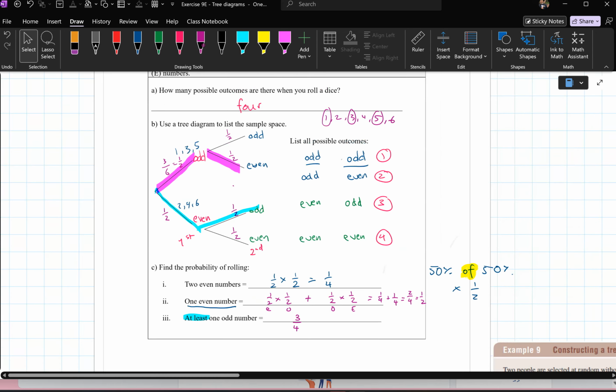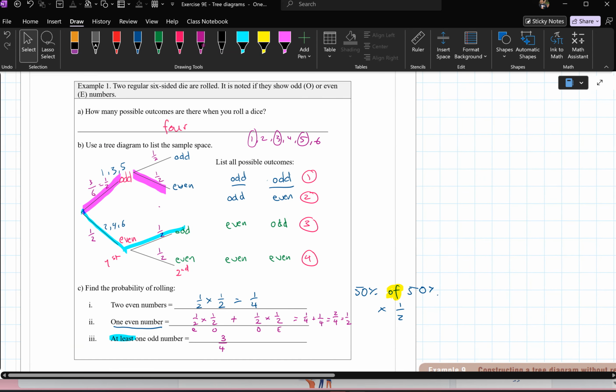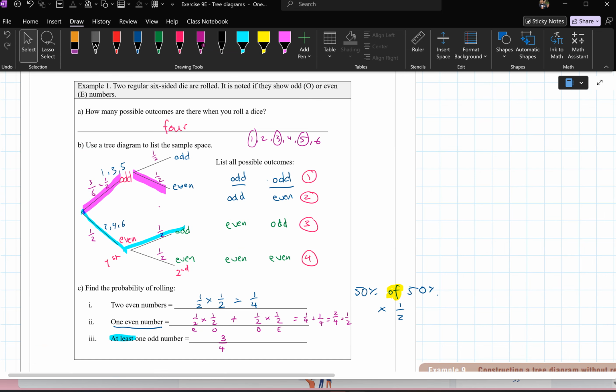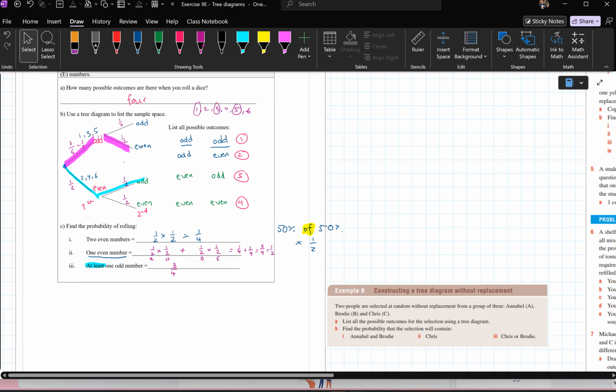Okay? How's that feel so far? This is tree diagrams. So it's about listing it. Once you get the tree diagram, then it's easier to solve. But the first step is getting your tree diagram. Let's do one more example, and that's my last one for today.